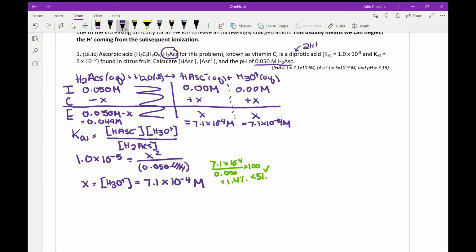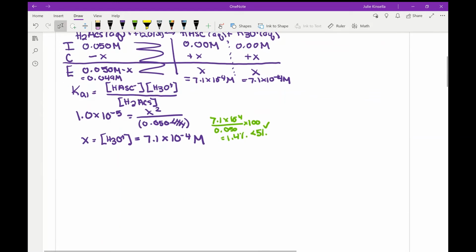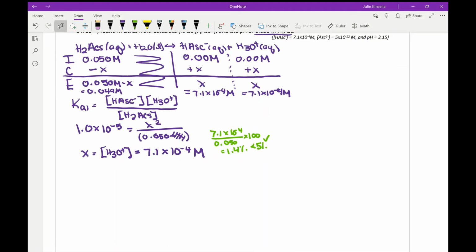All right, then we can go ahead, and this is where, when we think about our next reaction, I'm going to leave a little bit of space for myself here. It's going to be where the HASC- ion, so this is the remaining negative ion after the first ionization, is then going to undergo its own ionization with water.